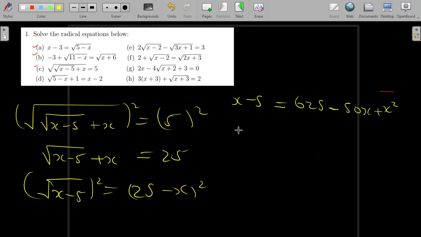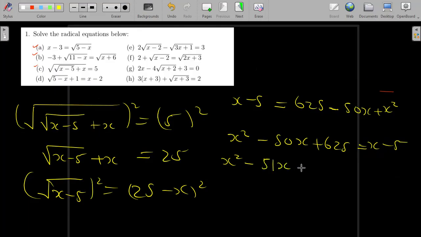Okay, then I can write this as x squared minus 50x plus 625. And this is going to be equal to x minus 5. Let everything go to the left. X squared minus 50 becomes, this becomes what? 40 becomes negative. So this will be negative 51x. Then that there, I'll add, then that's to be plus 630. And this is going to be equal to what? To 0.